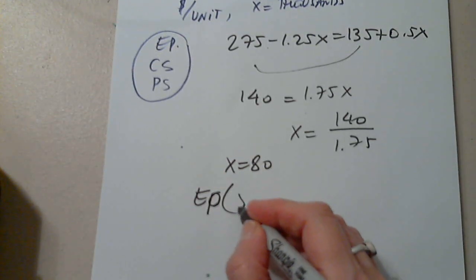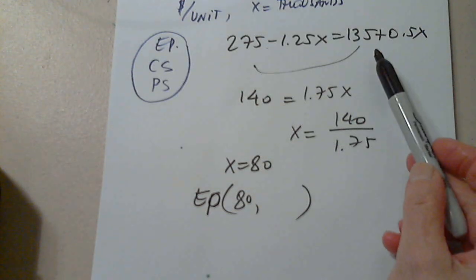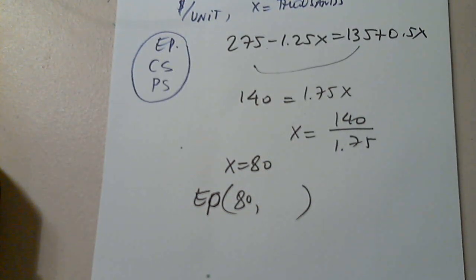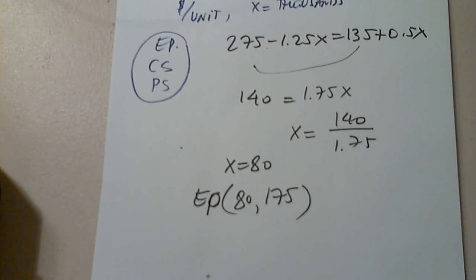This is good, but it's not good enough. How do I find the y coordinate? Put in 80 to either one. Exactly, it doesn't matter. So I have 135 plus 0.5 times 80. I got 175. Correct me if I'm wrong. Please, always.